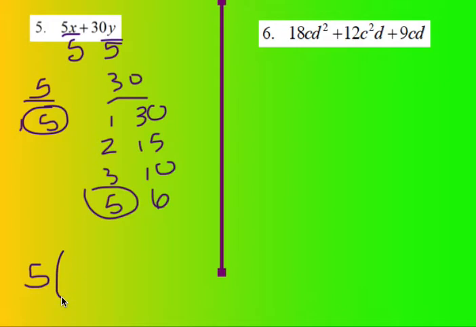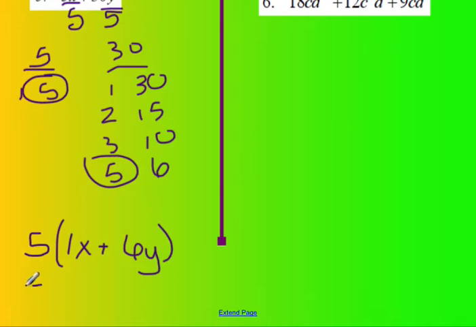So 5 divided by 5 is just 1, and then x. You don't have to write that 1 if you don't want to. 30 divided by 5 is 6, and then we're going to have y. So you could also write this as 5 times x plus 6y. Either way, they are both correct, so whatever works for you.